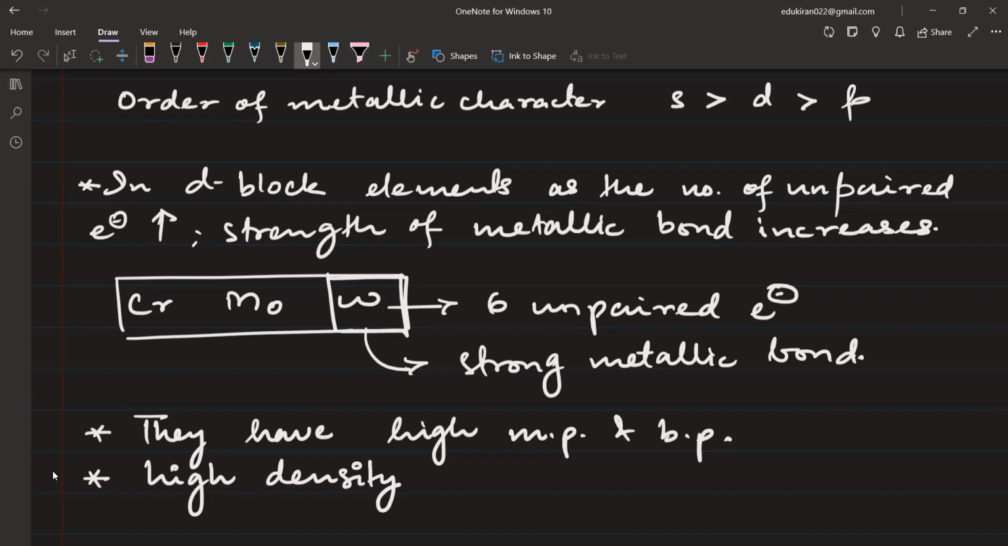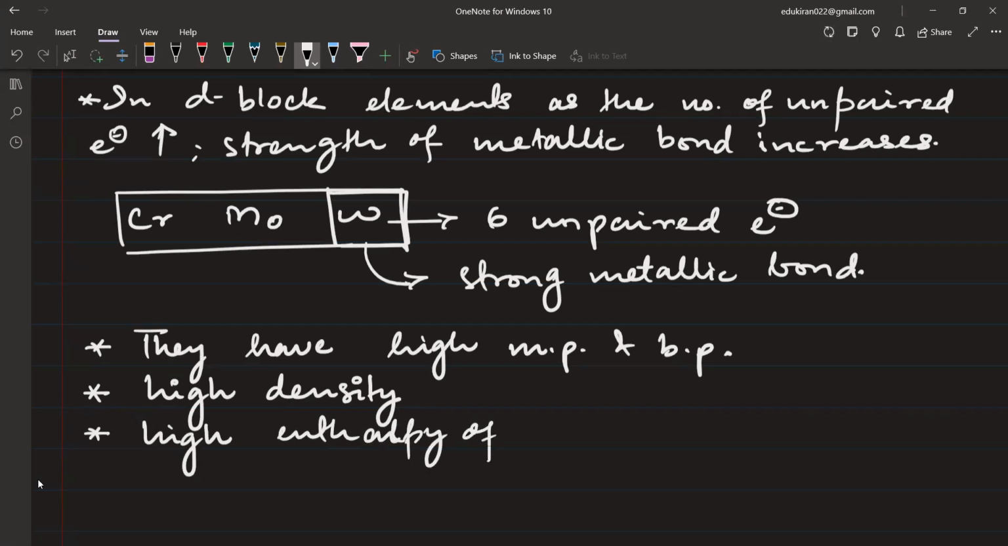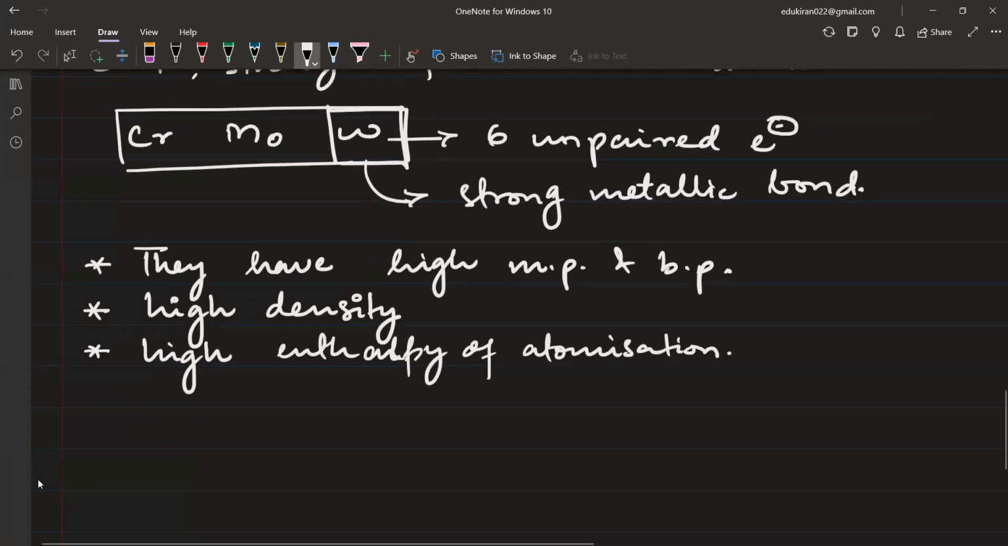If the metallic bonds are stronger, then more atoms will be there in lesser volume. That is why less volume means high density. They will also have high enthalpy of atomization. That means to break the bond and bring them into atomic form, it will be difficult. They will have high enthalpy of atomization.